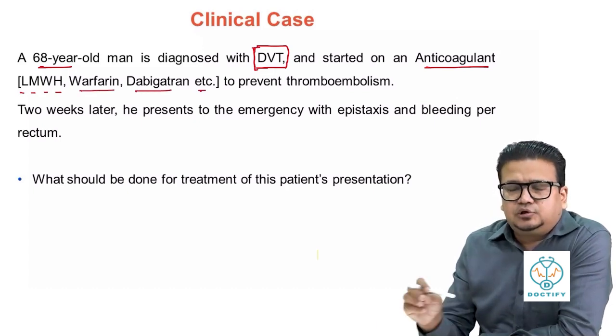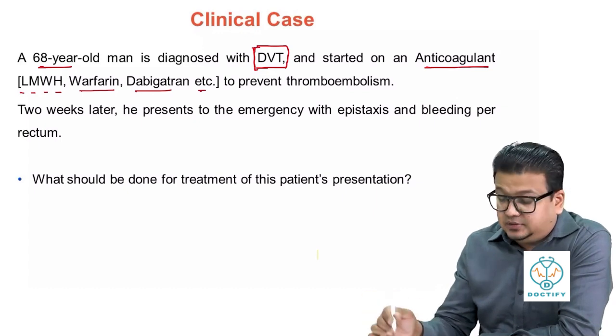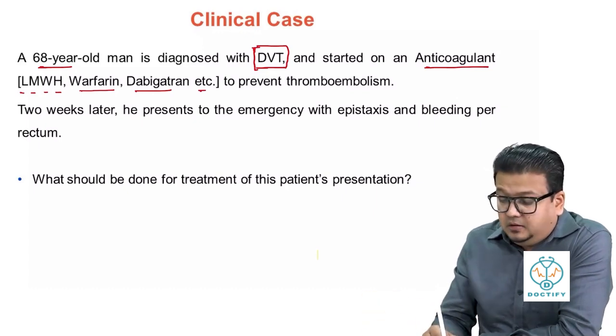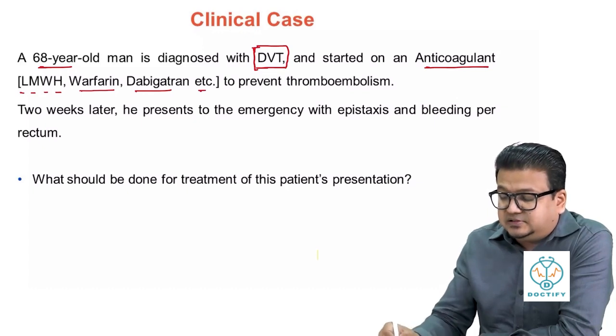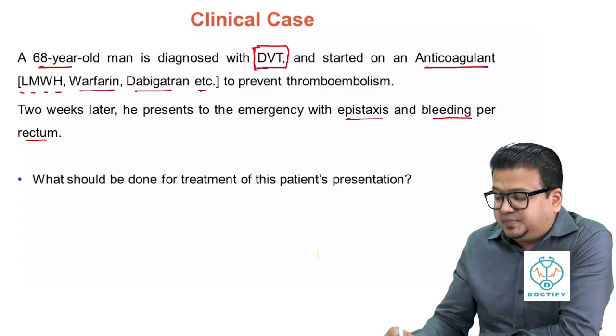So question is saying that he was started on an anticoagulant. In bracket, three names are given likewise. To prevent thromboembolism, 2 weeks later, he presents to emergency with epistaxis and bleeding per rectum. What should be done for treatment of this patient's presentation?